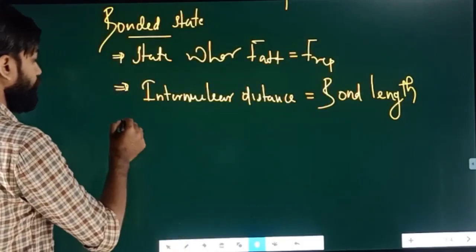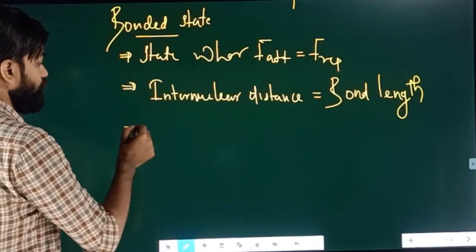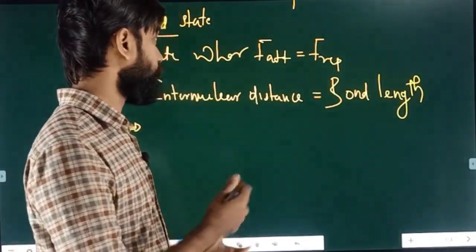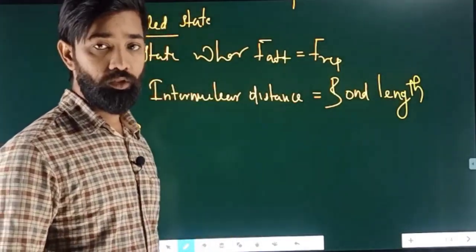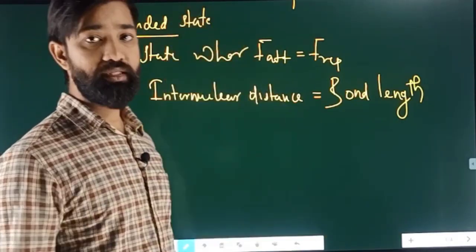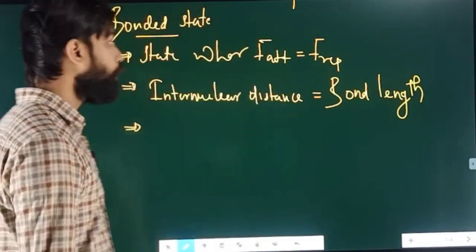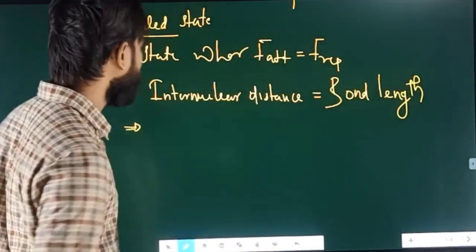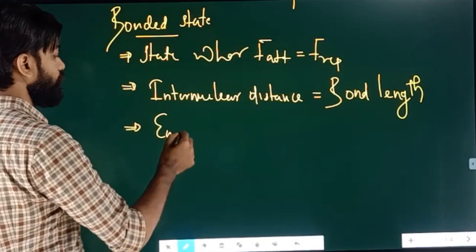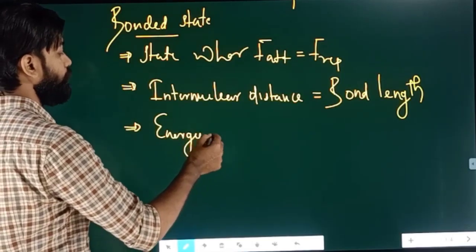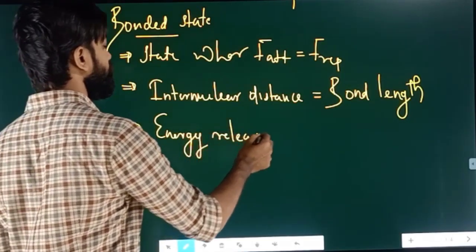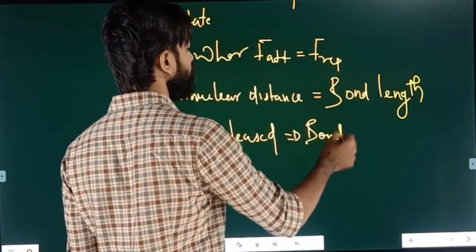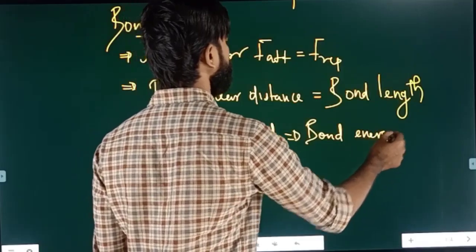So in that comfortable stable state, there occurs a state of F attractive equal to F repulsive. The attractive force decreases, and the decreased attractive force releases energy. The energy released in that particular bonded state is defined as bond energy. What is it? Bond energy.